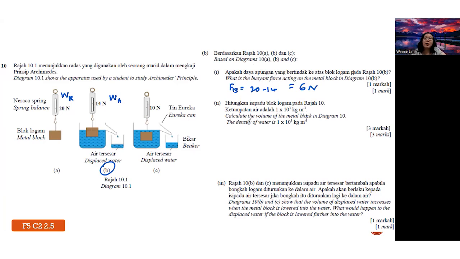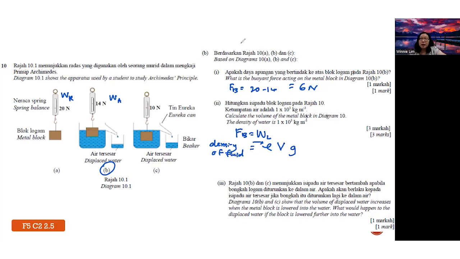Okay, then next you want to calculate the volume of the metal block in this case. To calculate the volume, we're going to use the concept of buoyant force equals weight of liquid displaced. So the formula for buoyant force is rho Vg, where rho is the density of the fluid. That means if you submerge it into water, then it's the density of water. You submerge it into air, then it's the density of air. You submerge it into alcohol, then the density of alcohol.